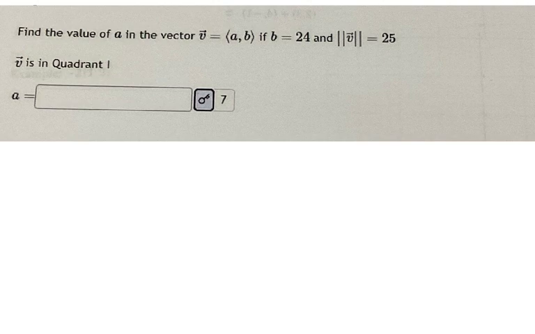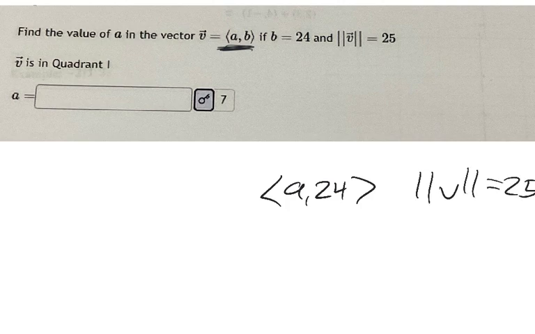Find the value of a in the vector. So now I've got a vector. I don't know a. I know b is 24. And I know its magnitude is 25. This is just another fancy way to write magnitude. I don't know why they've got 2 lines, sometimes 1 line, sometimes. All means the same thing for magnitude.